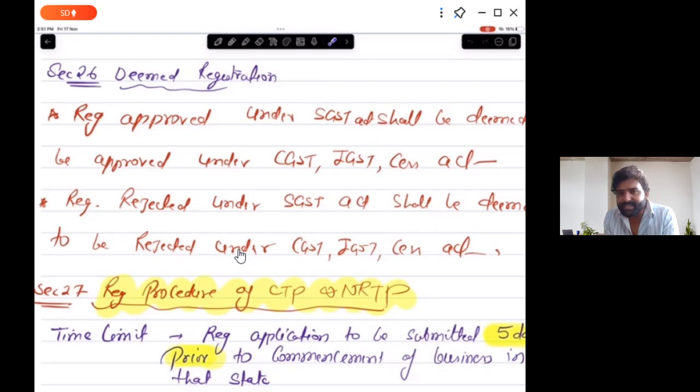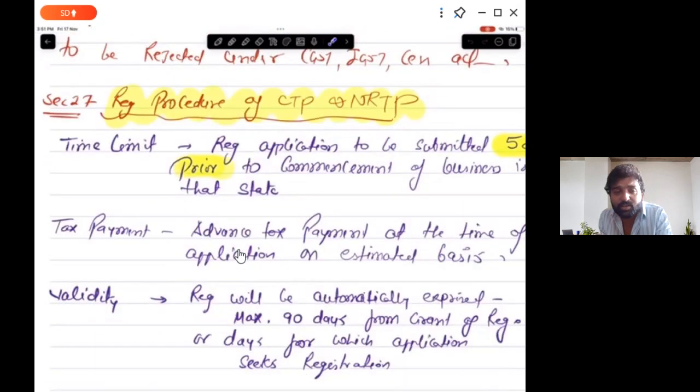There will be a single GST number for all the taxes. That is written in section 26. Section 27 is very important because it talks about the registration process of casual taxable person and non-resident taxable person. So it is a section that talks about CTP and NRTP. So what is the process for CTP and NRTP?